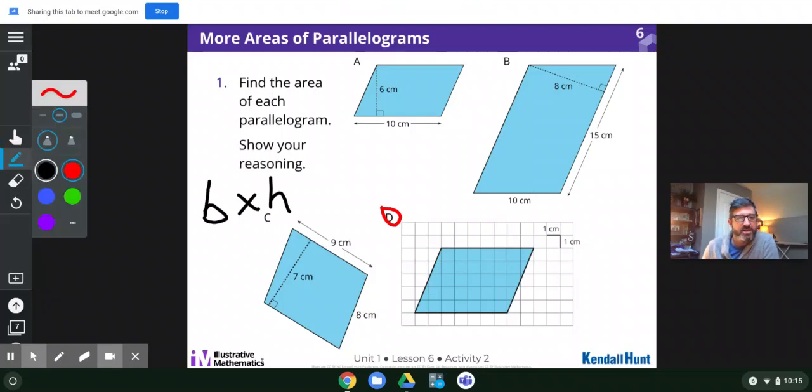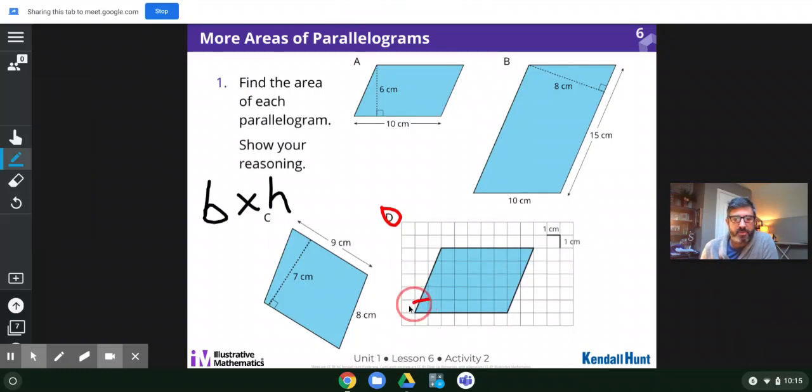Let's pick a side for the base. Which side do you want to pick, Linus? You want to pick this line, this line, this line, or this line? Which side do you want to pick as the base? You want to pick the top, the bottom, or one of the sides? Bottom? Okay, we'll pick this one right here.